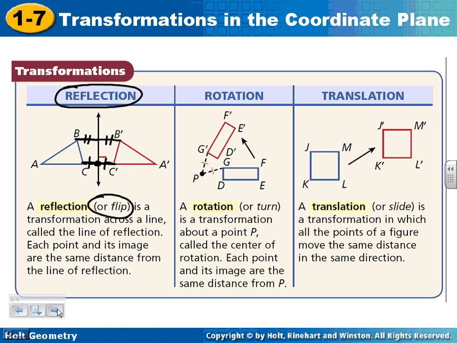The middle one, a rotation, is a turn. A rotation or turn is a transformation about a point P called the center of rotation. Each point and its image are the same distance from P. The third one is a translation or slide. A translation or slide is a transformation in which all the points of a figure move the same distance in the same direction. So we have a flip, a turn, or a slide. Let's look at the next slide.